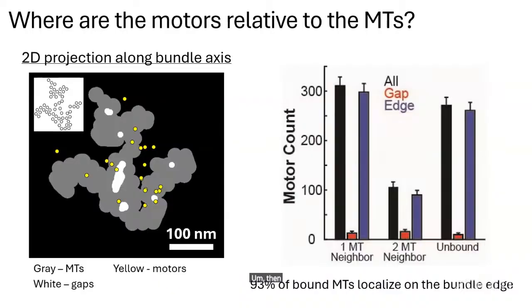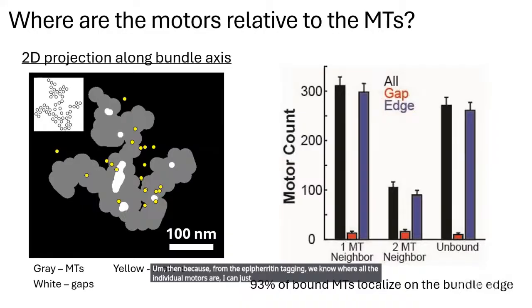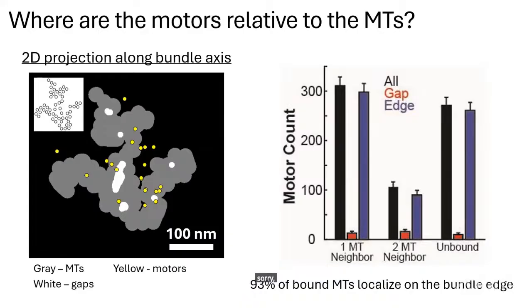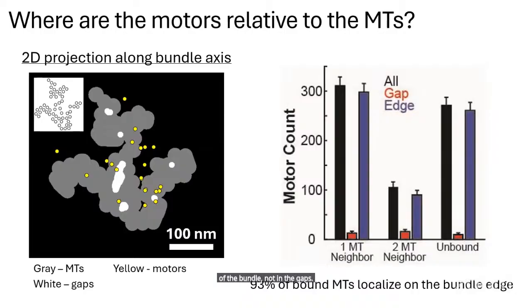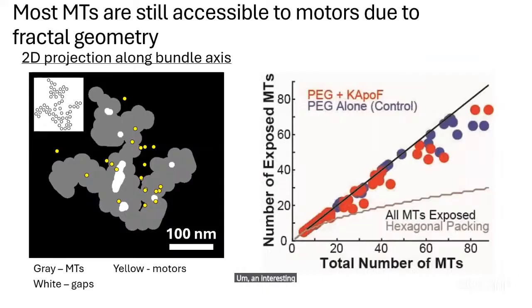Then because from the apopharidon tagging we know where all the individual motors are, I can just count when they end up in these gaps or in the edges, and we see that 93% of motors that are bound to a microtubule are localized out on the edges of the bundle, not in the gaps.